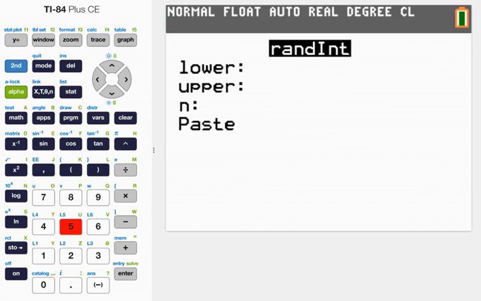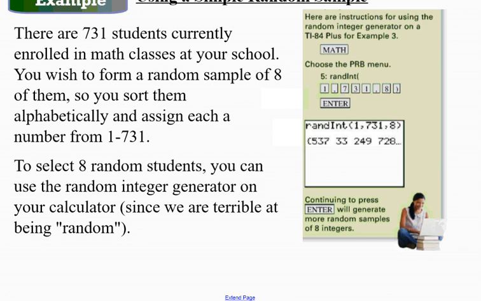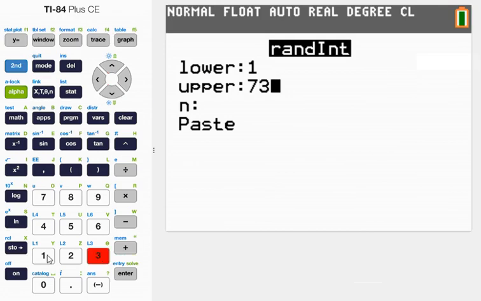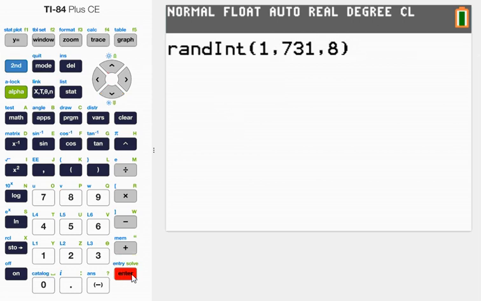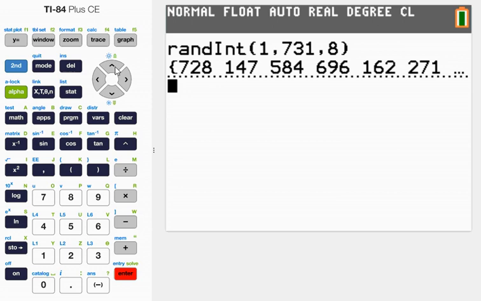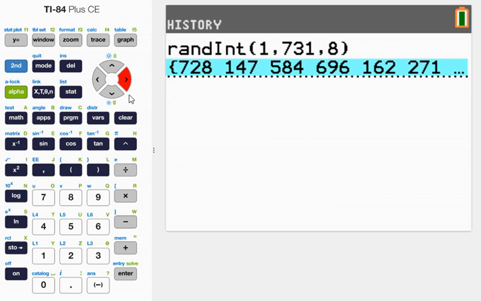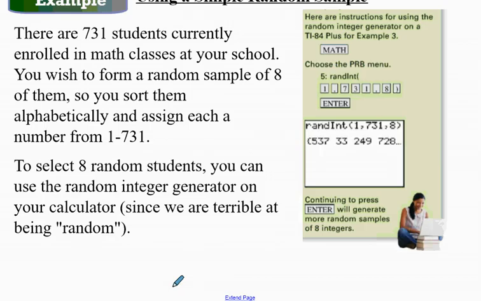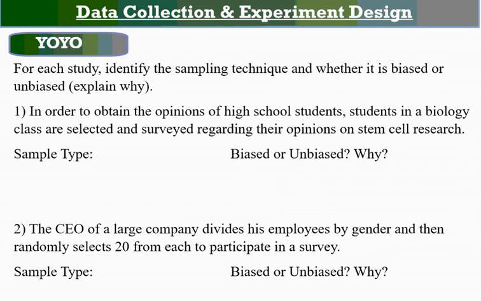So in our case, the lowest number was a 1. The highest number was a 731, and we were selecting 8. And when I do so, and I hit enter one more time, it will tell me what those 8 numbers are. So, person 728, person 147, person 584, 696, on and on. You can scroll over. Those are the people that would be actually selected for the study, and that avoids any inherent bias that I might have in randomly picking 8 numbers, since we are not good at that.